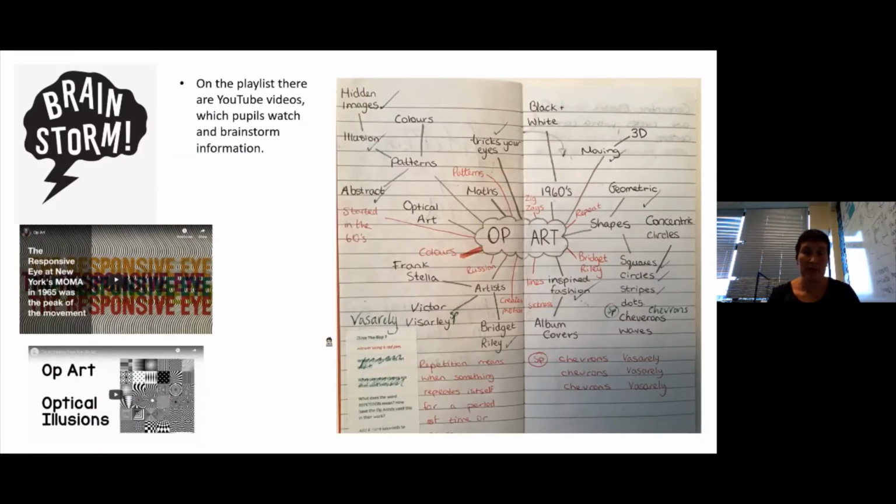So one of the first things people get asked to do is watch a series of videos from YouTube, where they then brainstorm and explore what they've understood from op art. So they're being asked to revisit this brainstorm as they build in more and more knowledge over the few lessons. So this is just an example of a pupil's book.